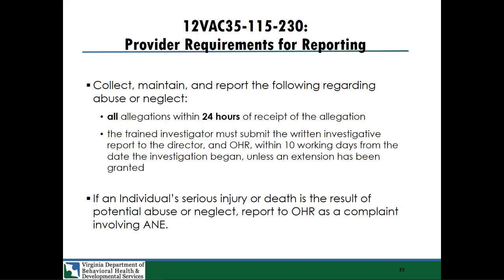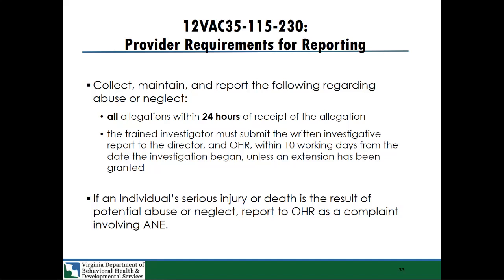As with initial reporting timeframes, there are timeframes for beginning and concluding an investigation. Investigations of abuse and neglect must begin as soon as possible, but no later than the next business day. The trained investigator has 10 business days to complete the investigation.